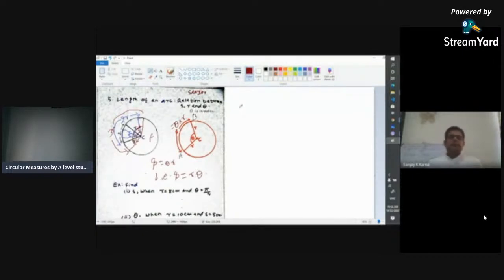In example 1, you have to find s when r is given as 8 centimeter and theta is given as pi by 4 radian. So always note that the theta value must be in radian. Here theta must be in radian measure. You cannot say theta in degrees unless otherwise stated. In general, theta is measured in radian.